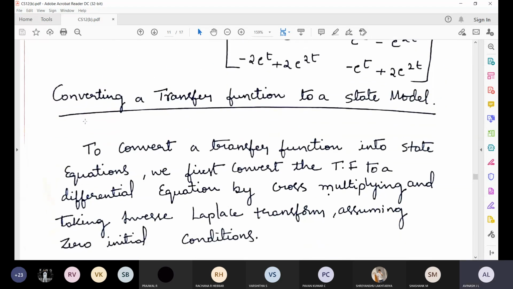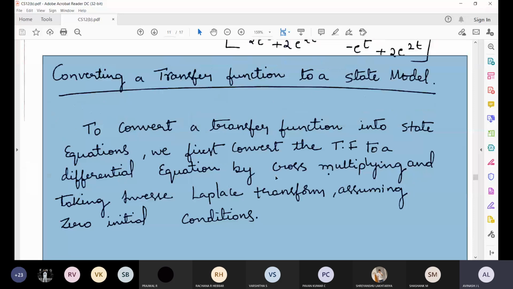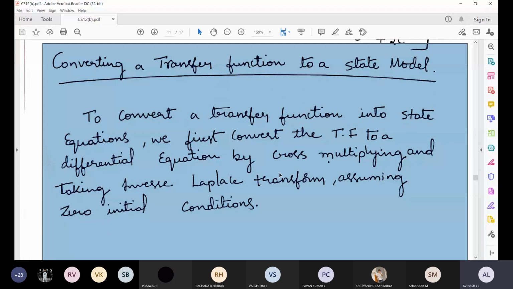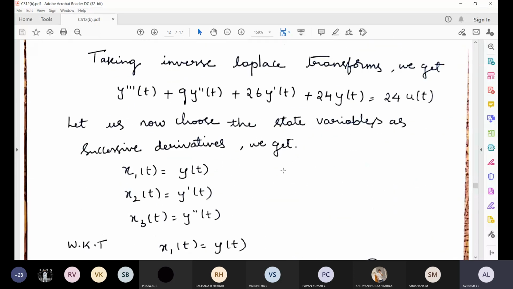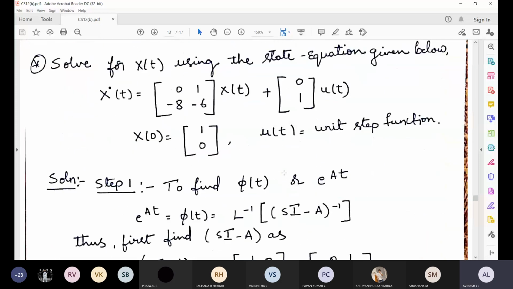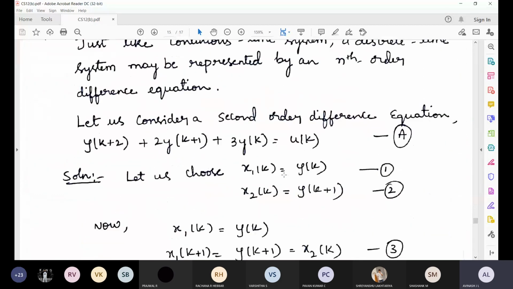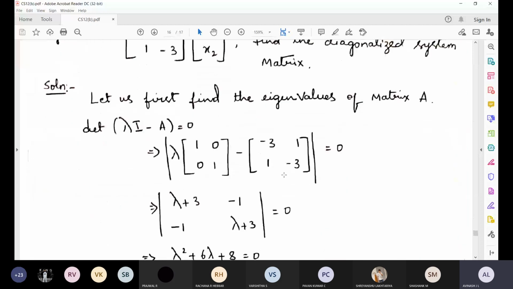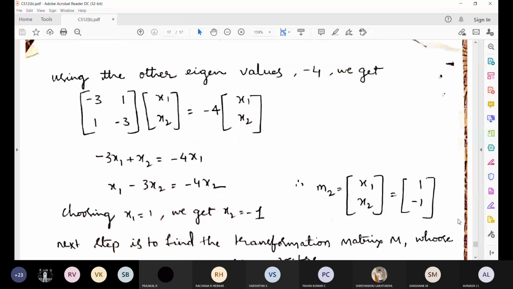So now I think we'll stop at this particular point. In the last class, I will do converting a transfer function into a state model. How to do it, we'll see in the next class. This is a very simple concept. After that, we have to do some small process. So within the next one or two classes, I will complete the module. This particular content will be available on MS Teams forever.